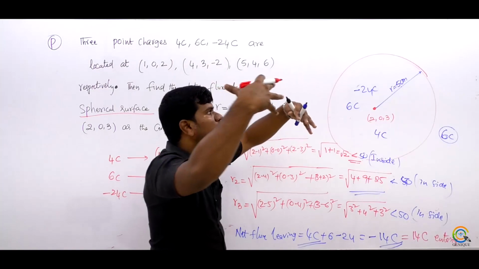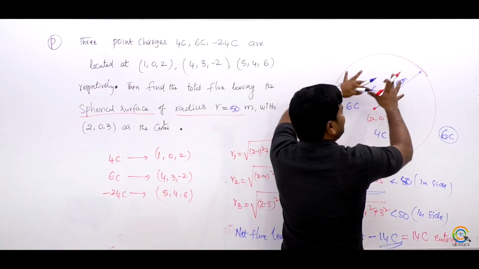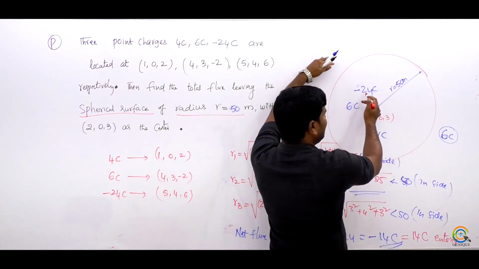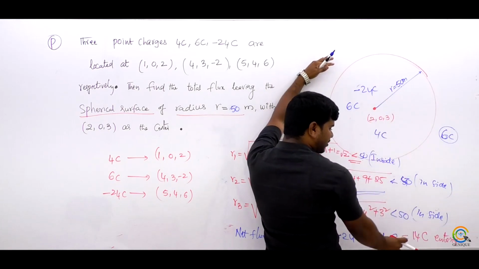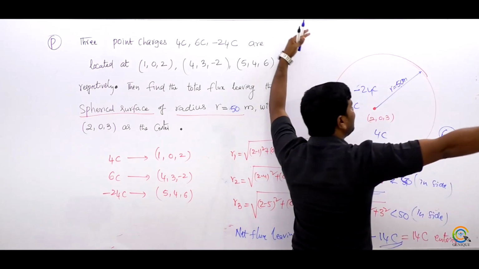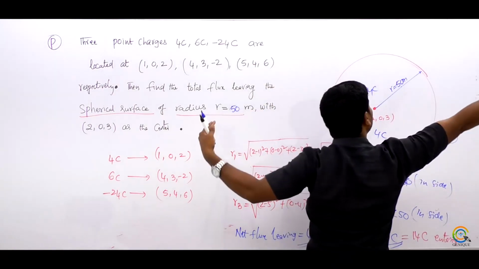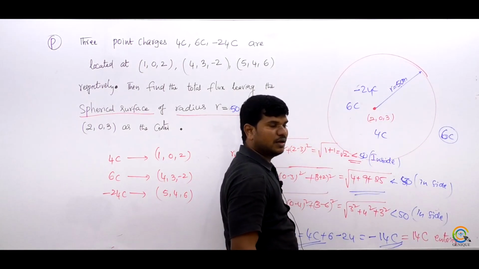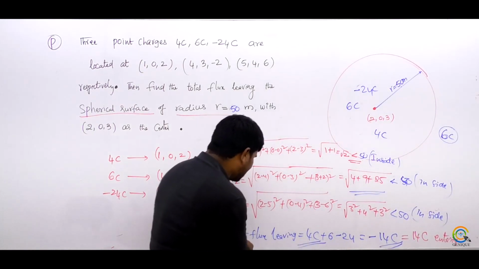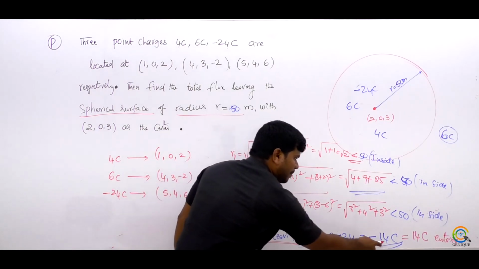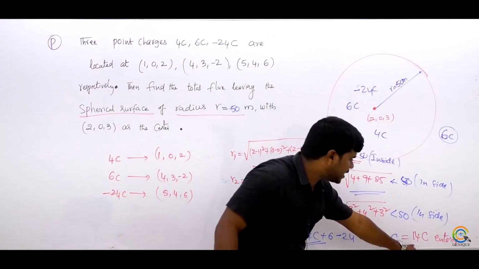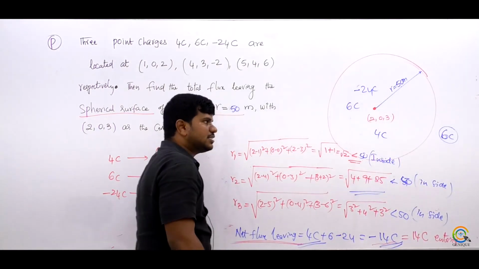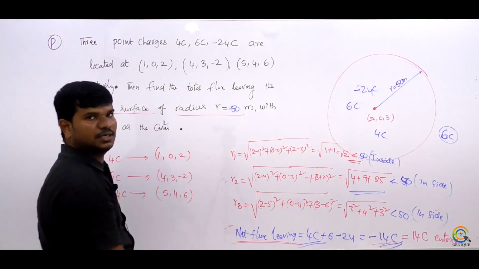What is the net charge in this? The net charge is negative. If you find the sum, the net charge is negative. What happens when the net charge is negative? The flux lines come from outside and converge here. So you can say the net flux leaving is minus 14 coulombs, or otherwise that 14 coulombs is entering this region. So this is the concept.